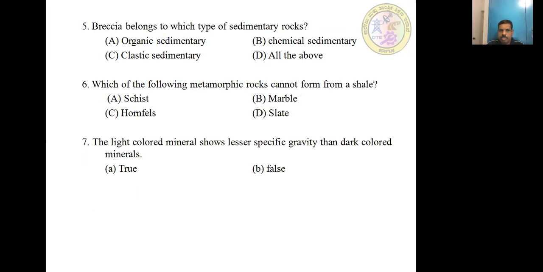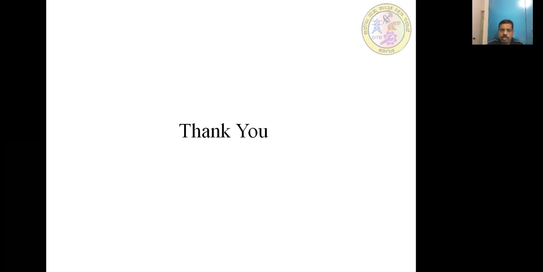Sixth question: which of the following metamorphic rocks cannot form from a shale? A. Schist, B. Marble, C. Hornfels, D. Slate. Seventh question: the light colored mineral shows lesser specific gravity than dark colored mineral. Option A true, option B false. So this is about multiple choice questions. This is about session 2.